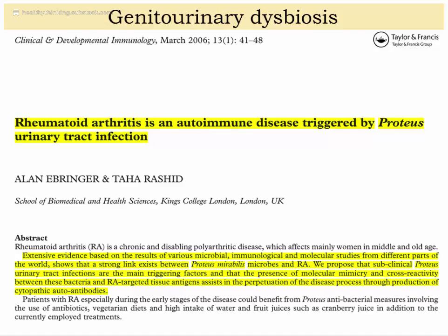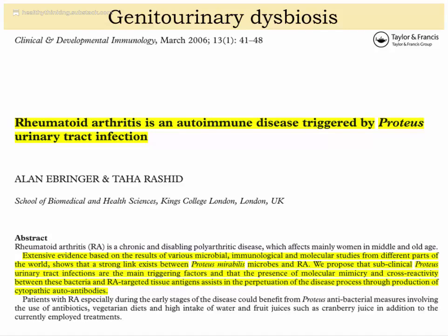Proteus mirabilis can also be pronounced Proteus mirabilis. We propose that subclinical Proteus urinary tract infections are the main triggering factors, and that the presence of molecular mimicry and cross-reactivity between these bacteria and rheumatoid arthritis targeted tissue antigens assists in the perpetuation of the disease process through production of cytopathic autoantibodies.